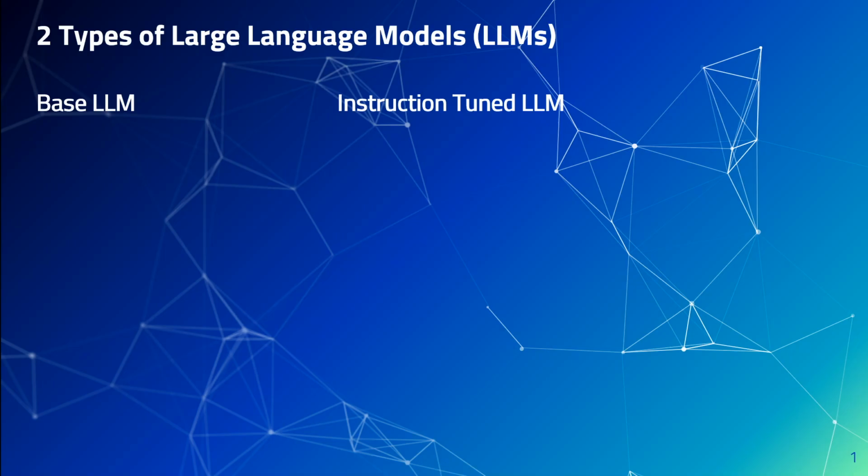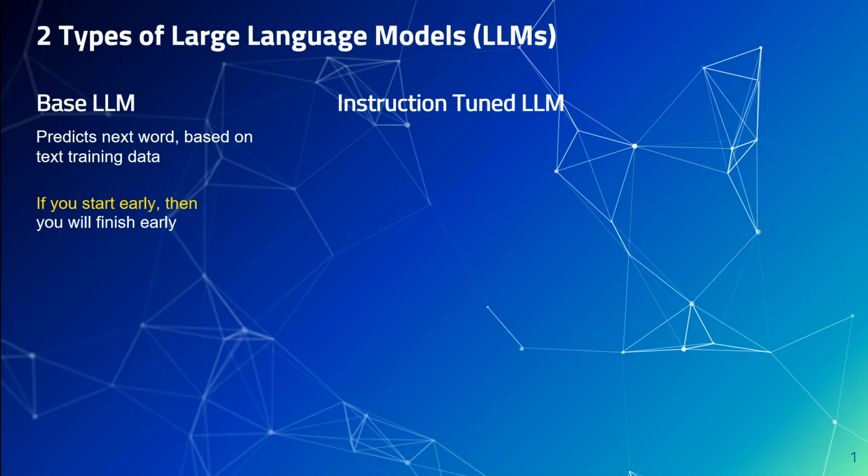Let's have a quick look at base LLM. Base LLMs are trained on a large set of data and they predict the next word on the basis of that data. For example, if you prompt this base LLM with "if you start early," then it may complete this sentence with "you will finish early" or something similar, whatever it found in its data set. And that data set could be anything from the internet because there could be a lot of blogs and articles where this base LLM might have been trained.